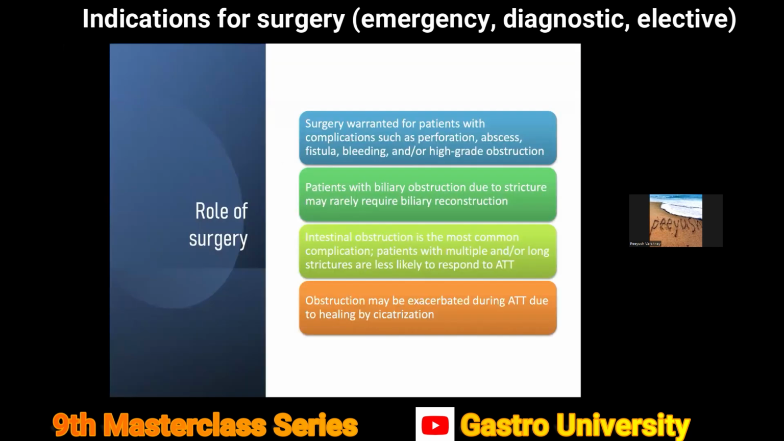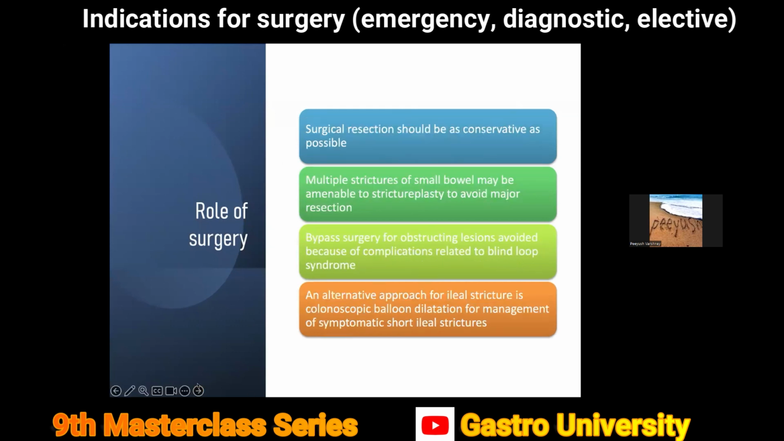To summarize, surgery is warranted for patients with complications such as perforation, abscess, fistula, bleeding, and high-grade obstructions. Patients with biliary obstruction due to stricture may rarely require biliary reconstruction. Intestinal obstruction is the most common complication, and patients with multiple or long strictures are less likely to respond to ATT. And obstructions may be exacerbated by ATT due to healing by cicatrization and fibrosis, which may eventually require surgery.